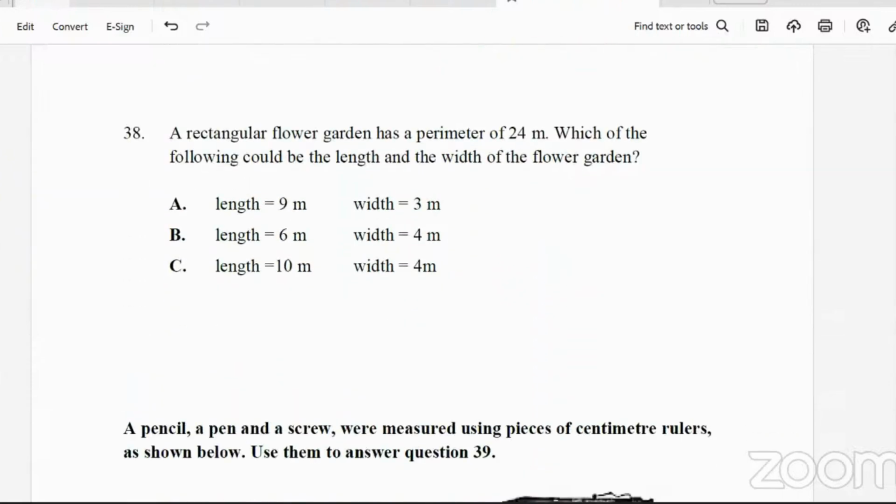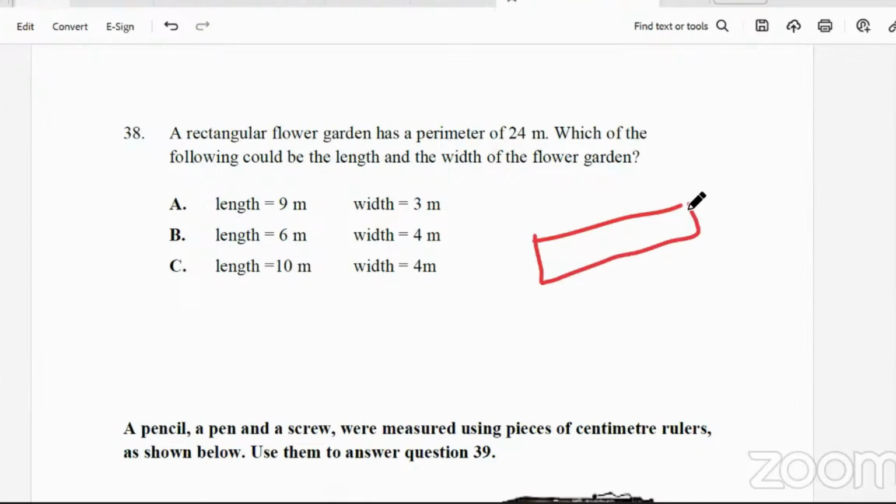A rectangular flower garden has a perimeter of 24 meters. Which of the following could be the length and the width of the flower garden? So they gave us the perimeter. We now have to find out what the length is and what the width is, okay? So let me draw a rectangle. And remember what I said about the perimeter, it means the distance around.